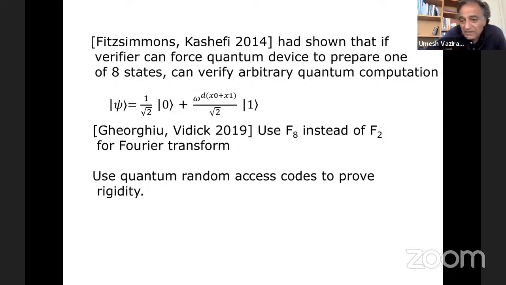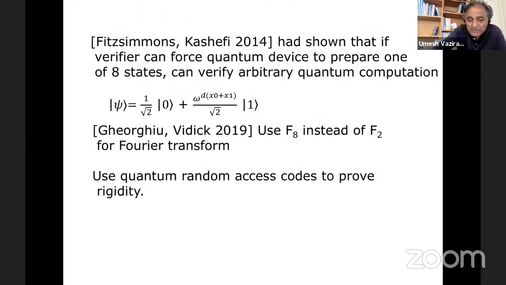Okay. Now the advantage of this is that now we have equal superpositions, and we can actually now start doing Hadamard tests and so on. So what Gregorio and Vidick showed is that you can use F8 instead of F2 for the Fourier transform to do the Fourier test, and you can use quantum random access codes to prove rigidity, and this whole thing actually ends up being quite an elegant alternative way of doing verification.